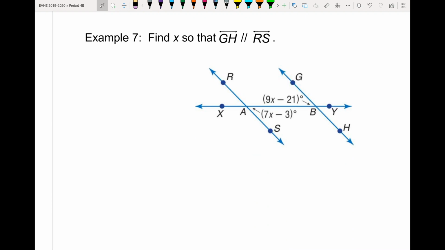All right, find x so that GH is parallel to RS. Alternate interiors need to be congruent. So we have 9x minus 21 equals 7x minus 3. Subtract 7x and I get 2x, add 21, you get 18. Therefore, x equals 9. Am I done? Yes. Trick question. Yes, find x. I'm done. Woohoo!